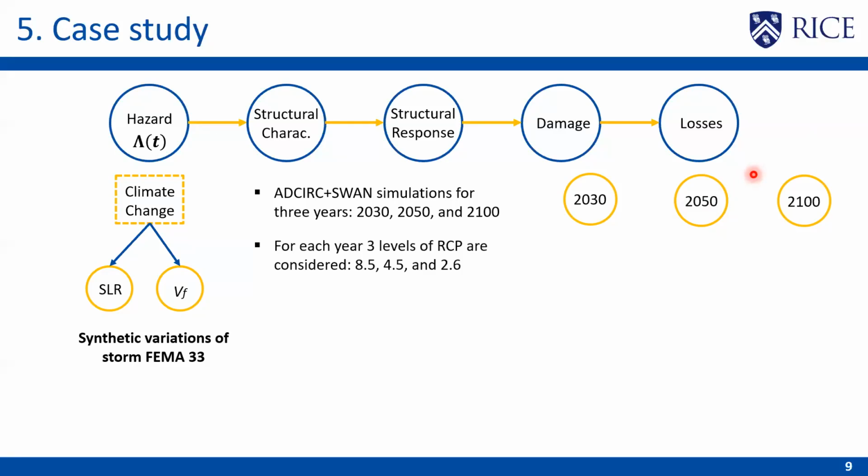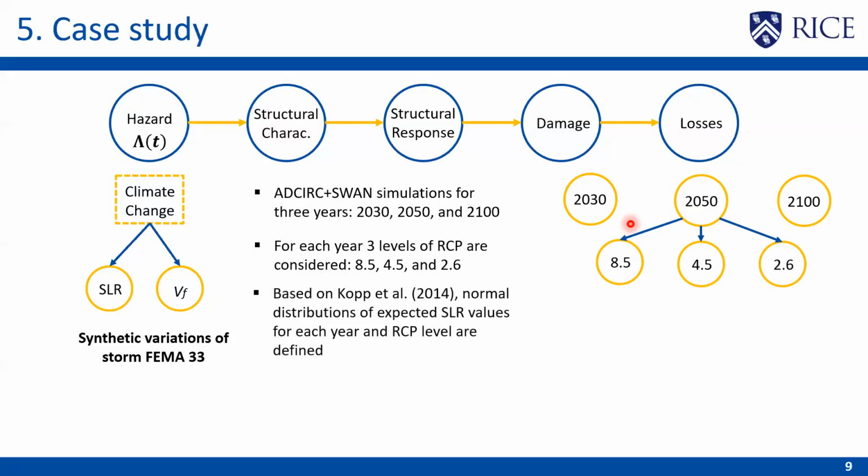Then for each year, we define 3 levels of RCP, the representative concentration pathway, which basically tells us the projected levels of carbon dioxide in the atmosphere in the future. RCP 8.5 is the scenario with the highest concentration of carbon dioxide.